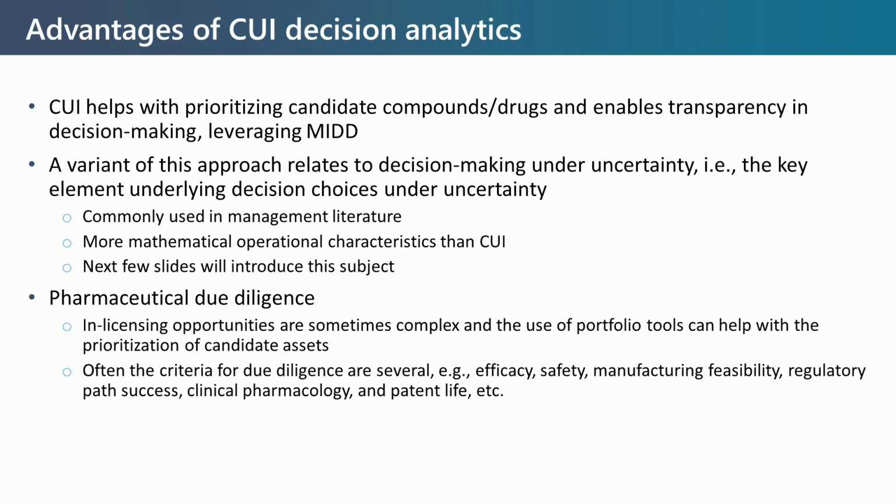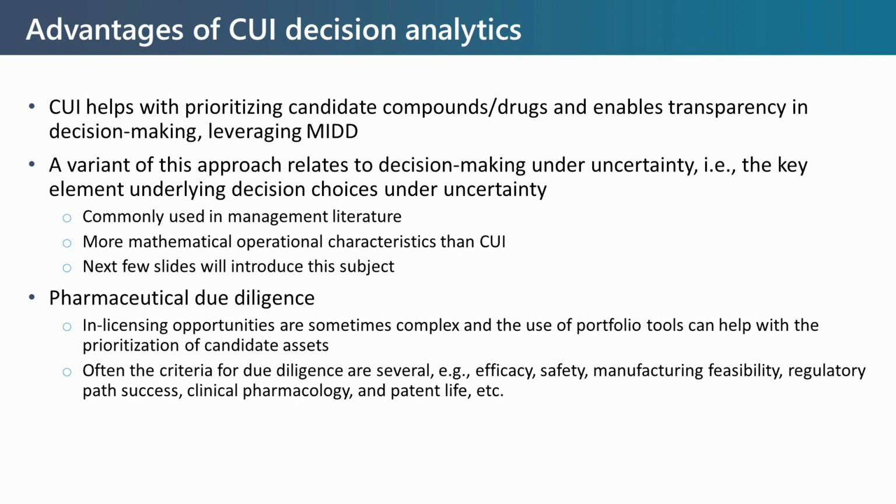The advantages are several. It prioritizes compound candidates from a resourcing perspective, so you can use decision making to leverage model-informed drug development. Now, you can also use decision choices under uncertainty when you have a target that's not validated, and how do you triage safety and efficacy under more mathematical operational characteristics. That's something that can be used.